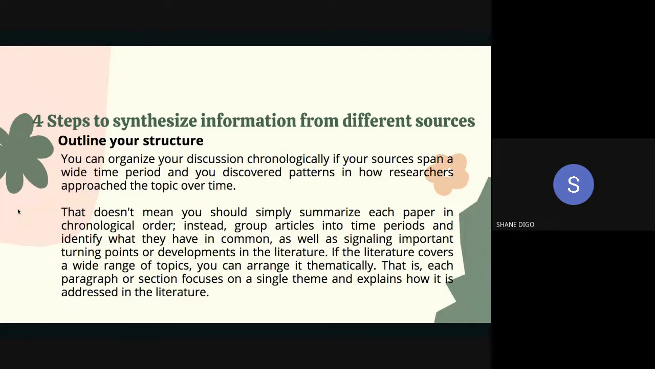Don't simply summarize each paper in chronological order; instead, group articles in time periods. Identify what they have in common as well as signaling important turning points or developments in the literature. If the literature covers a wide range of topics, you can arrange it thematically. A synthesis collects information from multiple sources and then combines them together to make a new whole. The new whole is your thesis that explains your point of view while analyzing both sides of the issue.